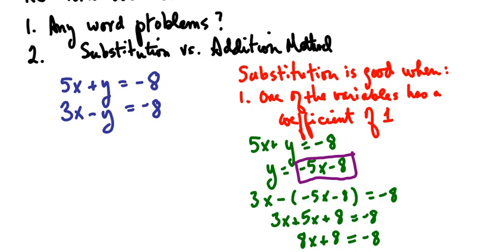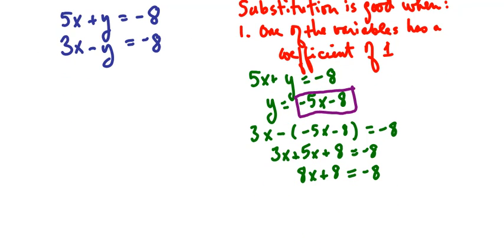We get 8x plus 8 is equal to negative 8. Again, I scroll up a little bit, and I'm going to subtract 8 from both sides. I get 8x is equal to negative 16. When I divide both sides by 8, I get x is equal to negative 2.